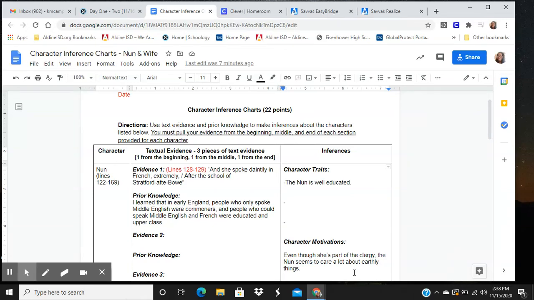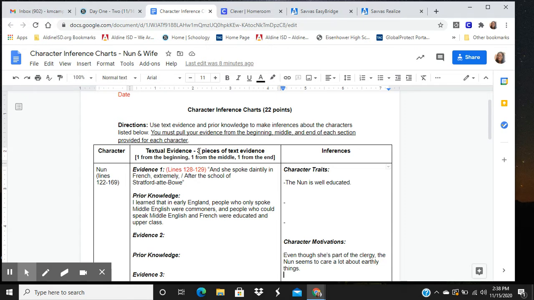This video is to help you complete the character inference charts. This is specifically for the nun and the wife, but this direction video can also be used for the knight and the squire and for the partner.